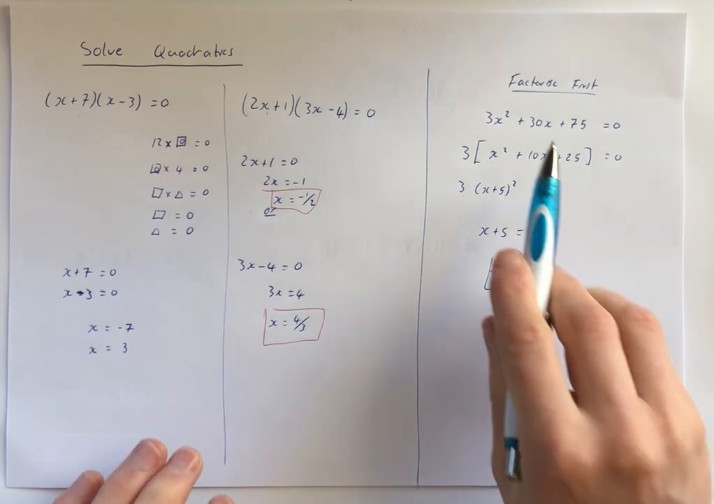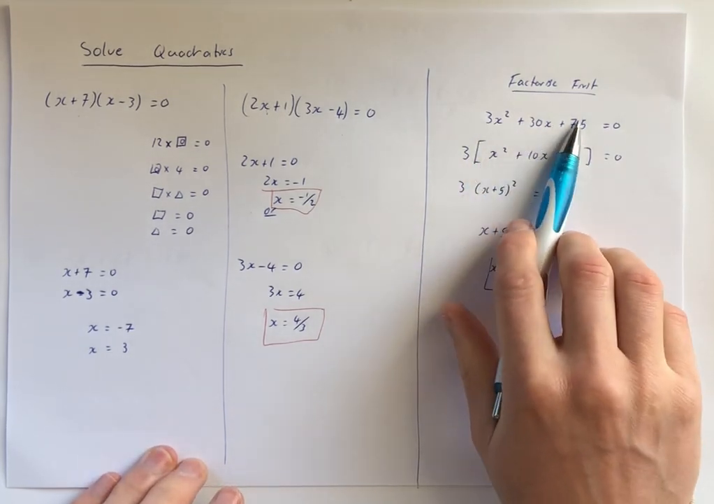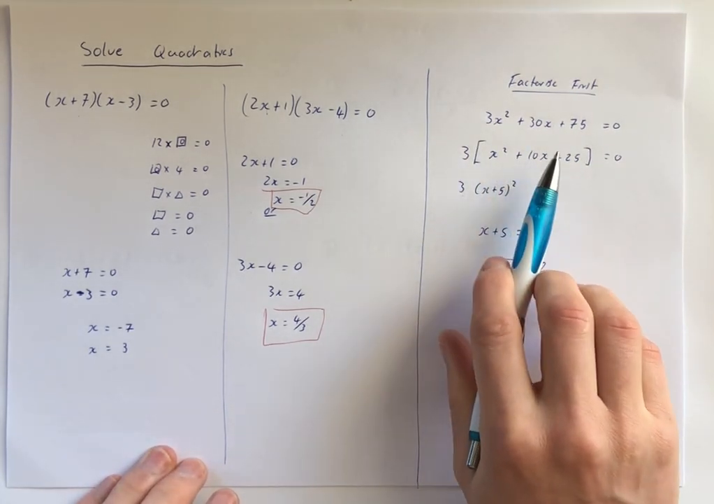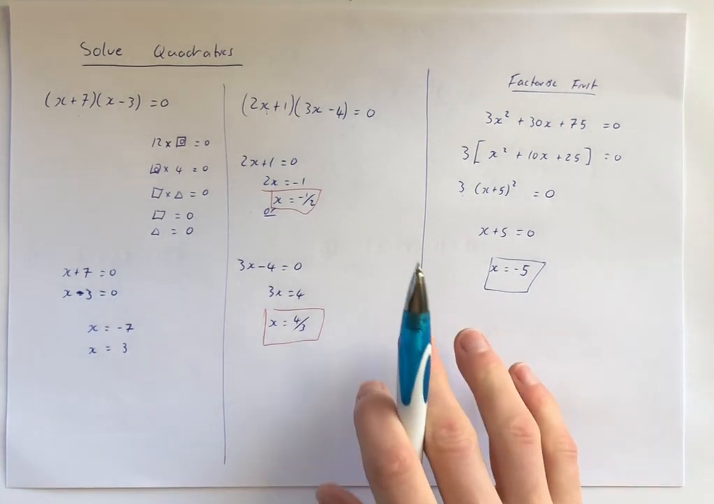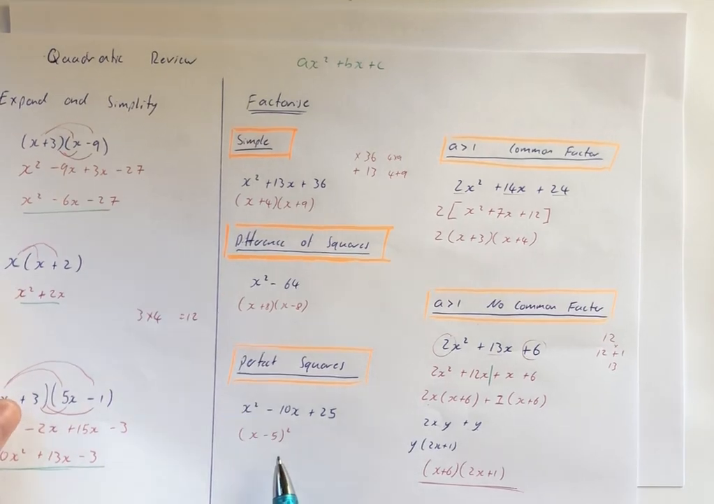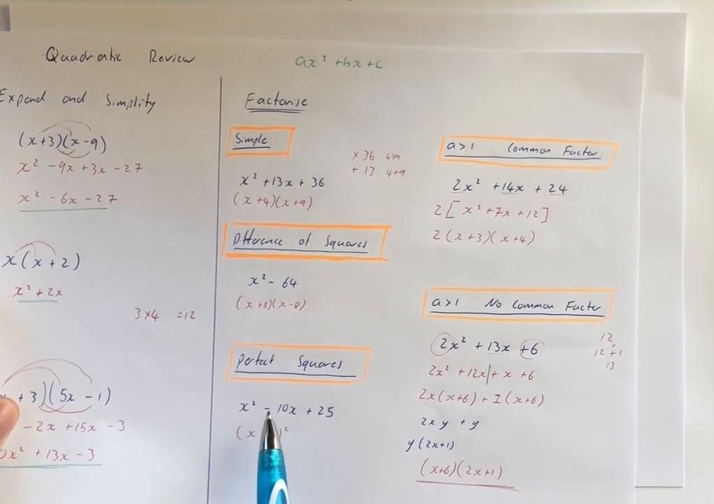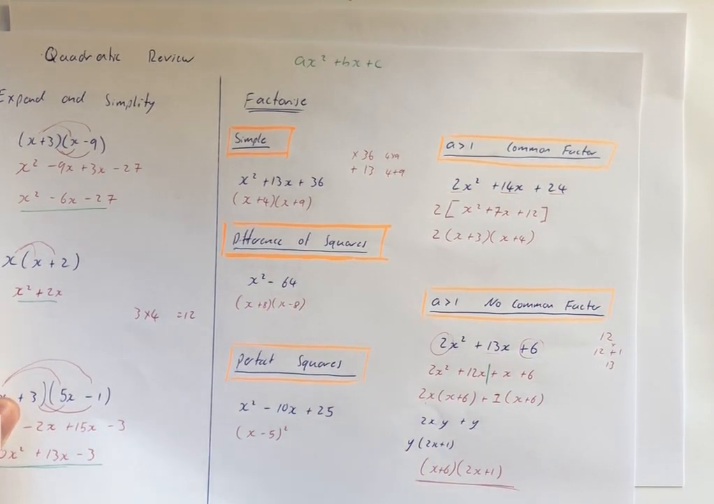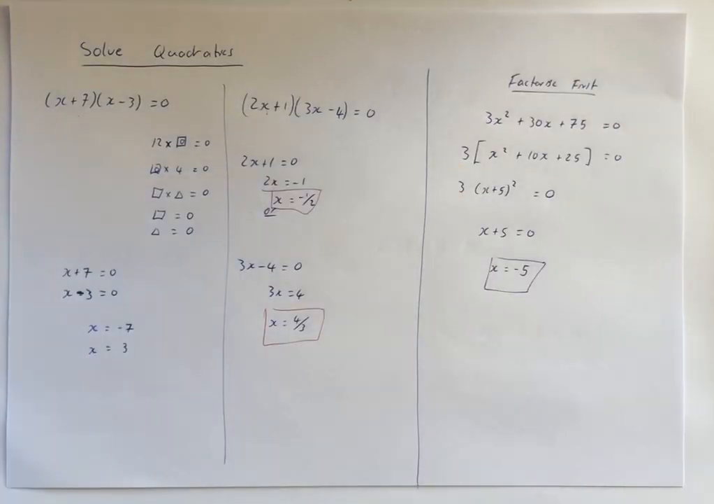So a bit of a pretender, right? It's pretending to be hard by having a common factor, and it's a perfect square. So I just wanted to use that example because I wanted to bring in a little bit of this, a little bit of perfect squares, and a little bit of solving all in one as an example.